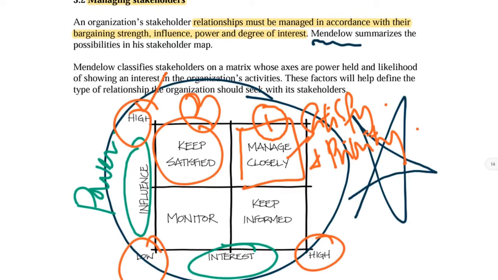You can see for the next quadrant here, if the power is low, if any of the entity has low power over you, but the interest is high, then you will be under this quadrant. Keep informed. Keep informed simply means that since the power is low, they can't do anything towards you, but they are very interested in you. So what you can do is just keep them informed. No need to give them priority, no need to satisfy them well, we just share whatever we want to share. No need to be so serious about it.